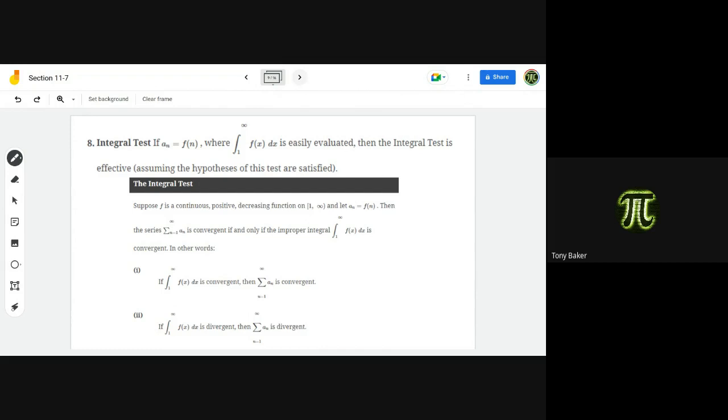If the integral is convergent, then the sequence or the series is convergent. If the integral is divergent, then the series is divergent. So basically, if the integral goes to a number, that means it's converging on that number. Therefore, it's convergent. If the integral goes to infinity, then it is divergent.